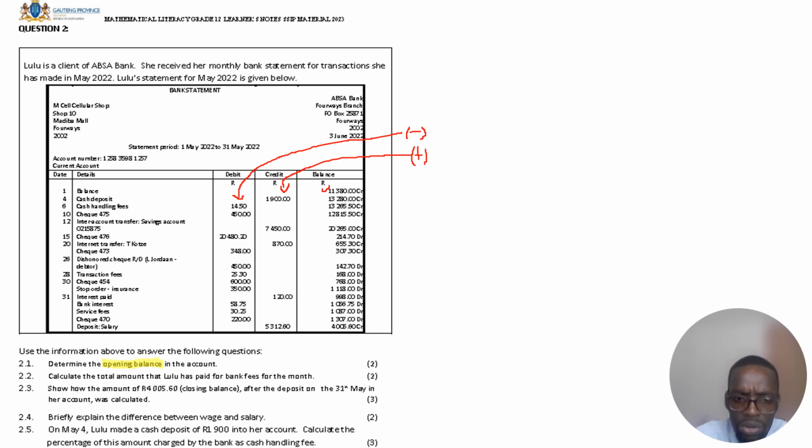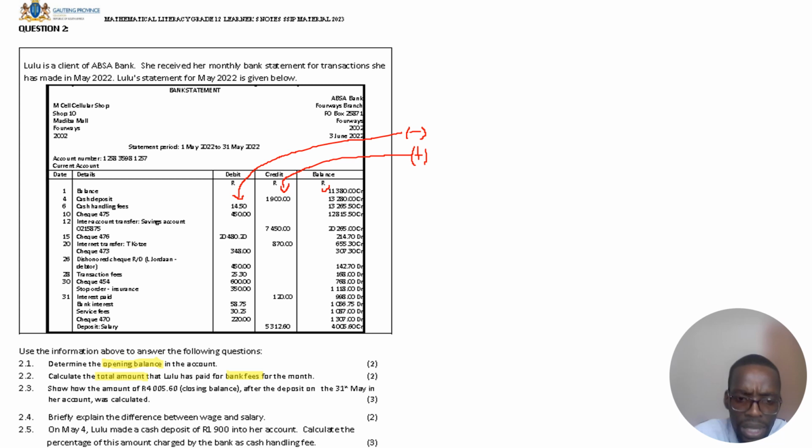Calculate the total amount that Lulu has paid for bank fees for the month. So what it means now is here we are talking about bank fees, and then we are looking for the total amount. So we said when we say total, it means we are adding up everything.